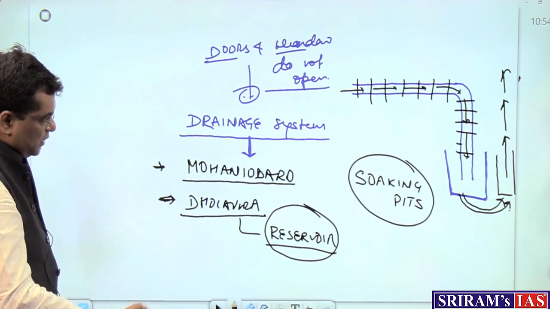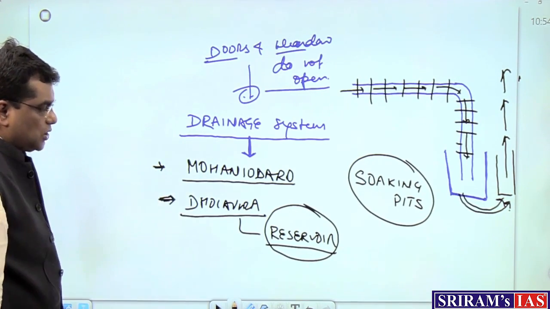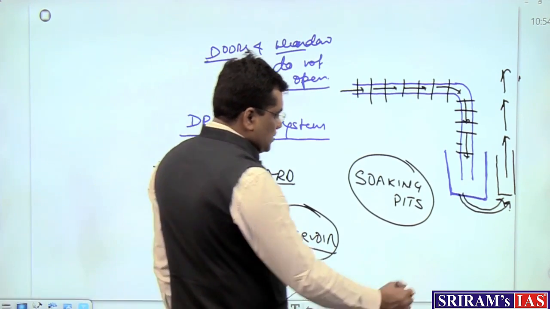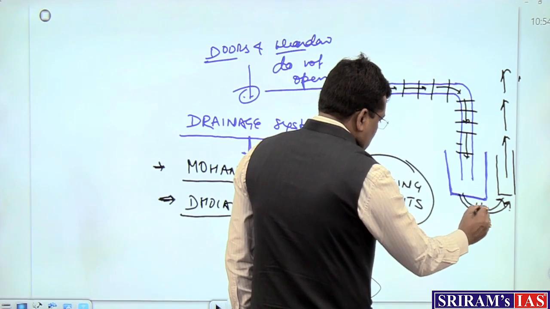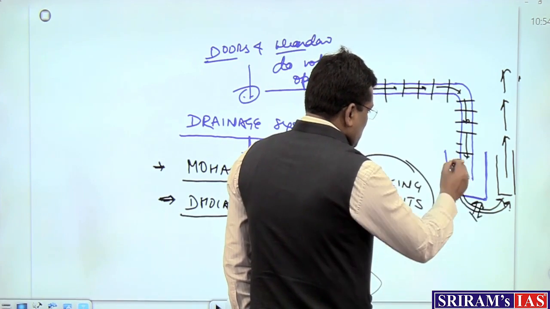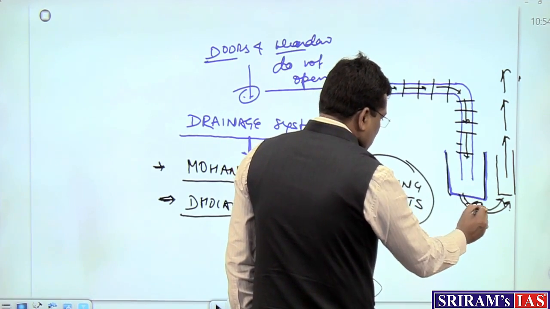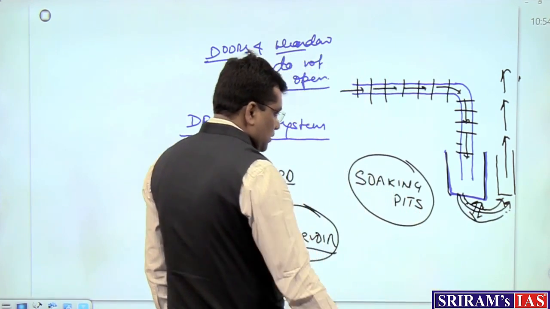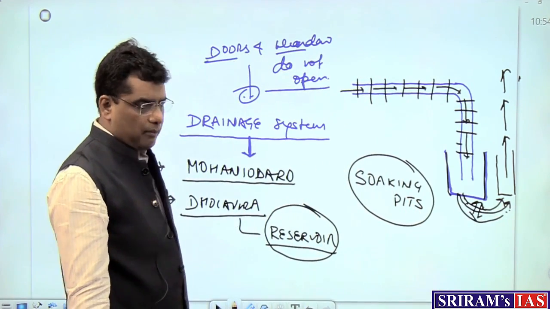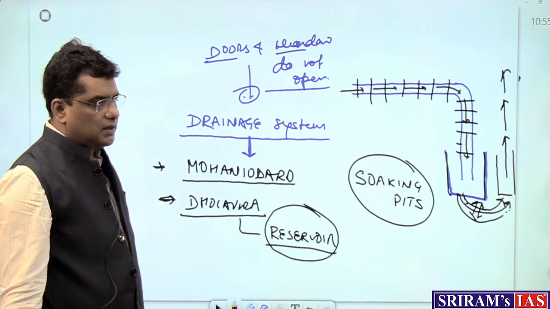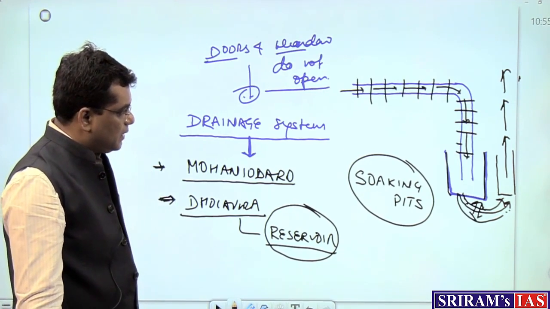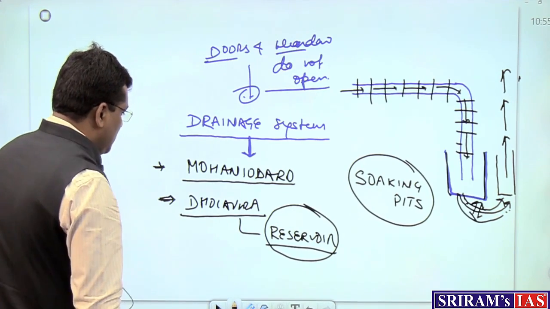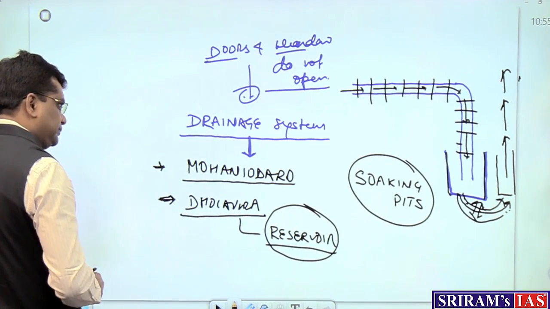There were soaking pits, and the soaking pits were connected to the drinking wells from inside, which is a drawback. Somehow, under the ground, the soaking pits got mixed with the drinking wells, and they were not aware of such phenomena. Therefore, it created hazards of waterborne diseases. So at Dholavira, we have a reservoir.